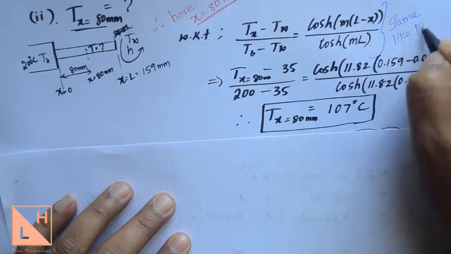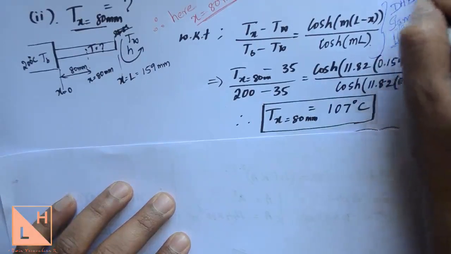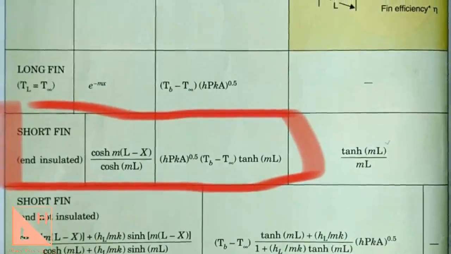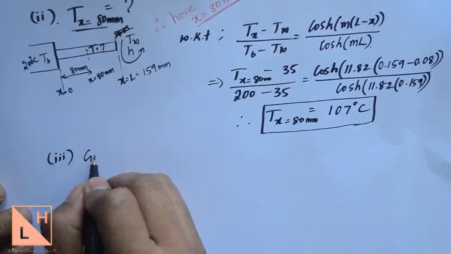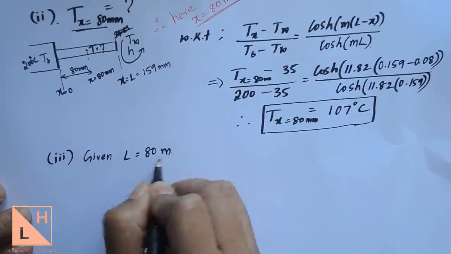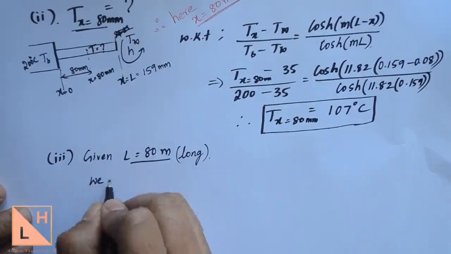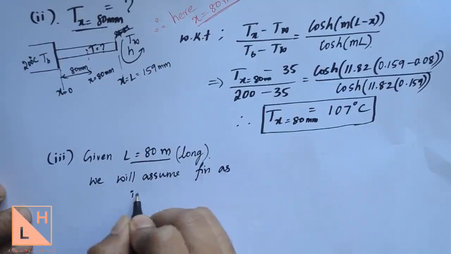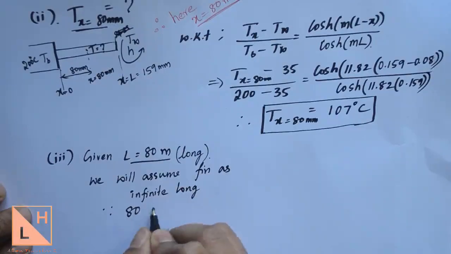This you will find in the data handbook on the same page number 50 as you see in the picture now. We take short fin end insulated, which is a general assumption which we take until and unless the condition or the case is mentioned in the question. So the third sub question says the length of the fin is 80 meter, which is quite long when compared to the wall and the already mentioned length of the fin. So we assume the fin to be infinitely long, which is case number 1.